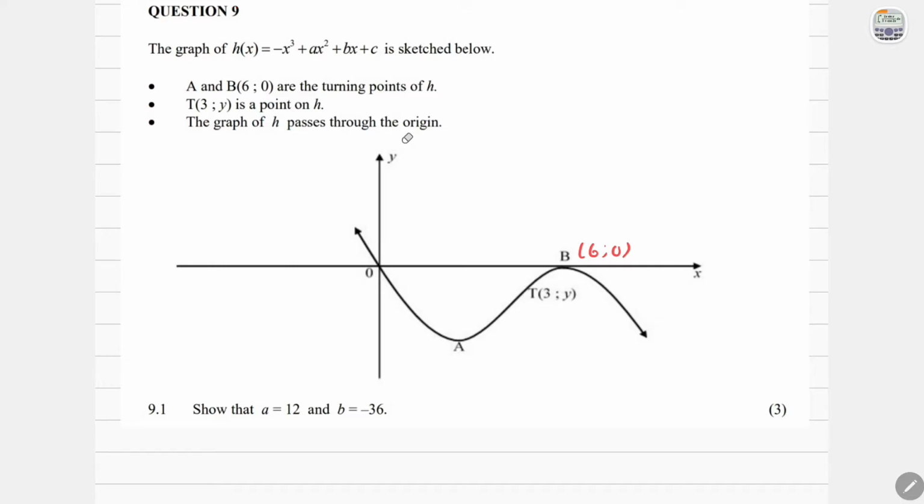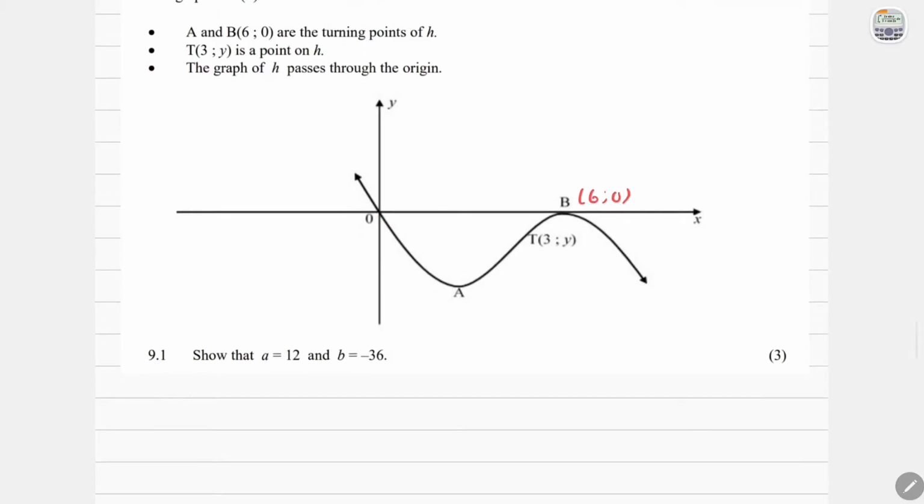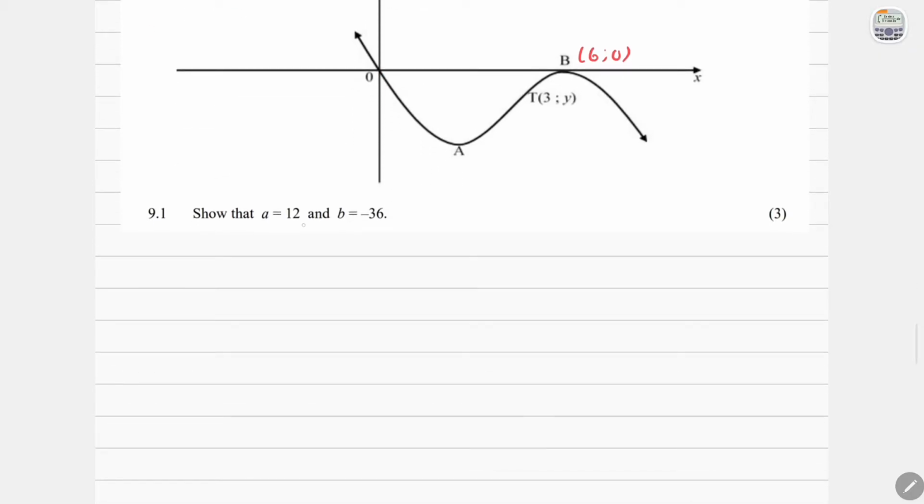The graph of h passes through the origin. Okay, so that should tell us something. If it passes through the origin, then it means it has a common y and x-intercept here. But that still means the y-intercept is equal to 0. Okay, let's keep that in mind. And 9.1 says, show that a equals 12 and b equals negative 36.